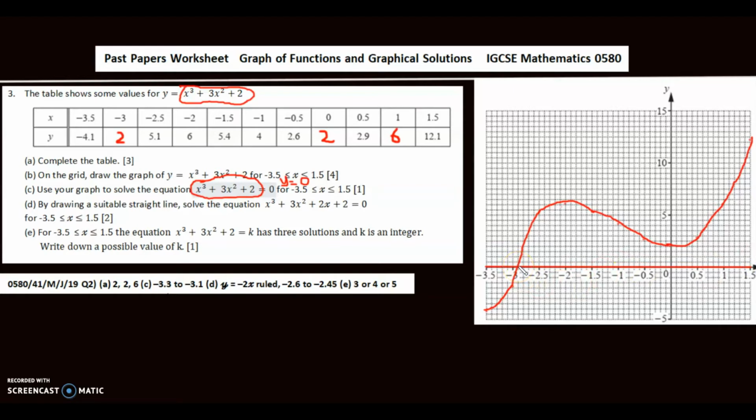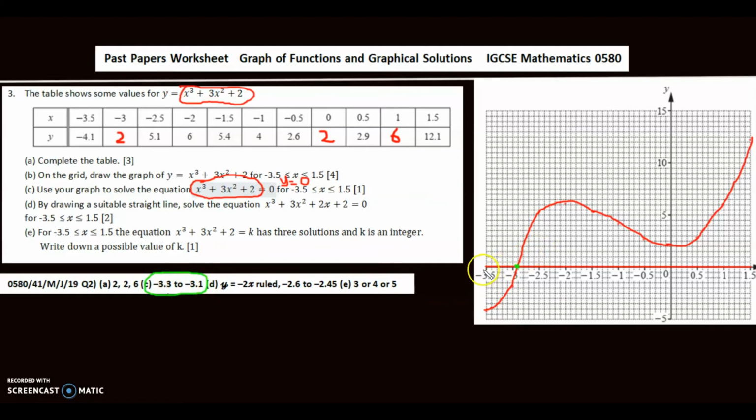So it's roughly around minus 2.8 or something. So the answer given is actually between minus 3.1 and minus 3.3. Okay, because of plotting the curve on the computer, I am a bit limited, so my answer is not very exact. It should have been between minus 3.1 to minus 3.3. So the curve means exactly something like this. Anyway, the answer for part C should be between minus 3.3 and minus 3.1.